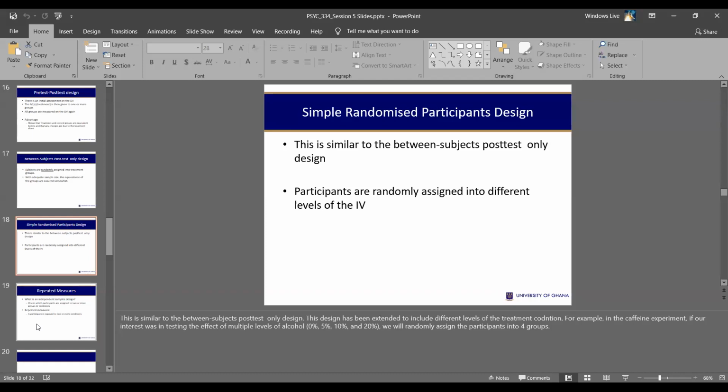And treatment group. Then we make sure that each individual is assigned to only one condition, or each participant is assigned to only one condition. Or it could be that we have several treatment groups. So for instance, you want to test how alcohol influences or how marijuana influences people's recall.